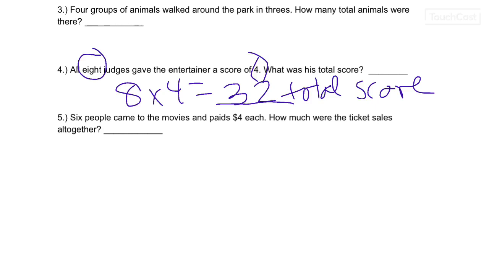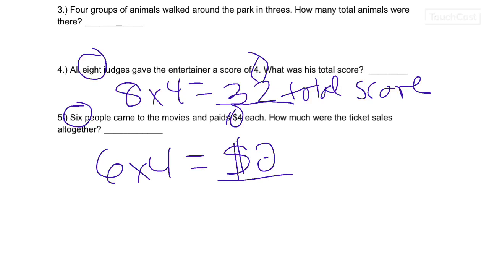And the last one. 6 people came to the movies and paid $4 each. How much were the total ticket sales? So 6 times 4. Let's roll our 4s 6 times. 4, 8, 12, 16, 20, 24. Stop. $24.